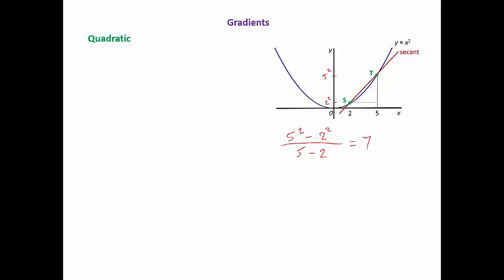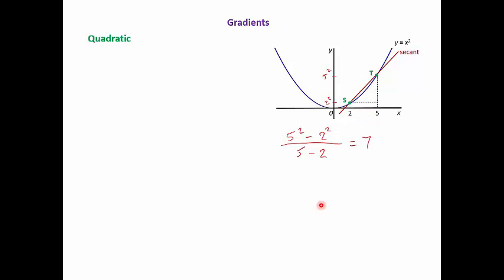We get 7. And we may notice that the 2 plus 5, the x-coordinates which were given, adds up to 7. 2 and 5 is 7. And we could do more examples to verify this and show that it was true for the curve y equals x squared, that the gradient of a secant is very easy to find. You just add up those two x-coordinates.